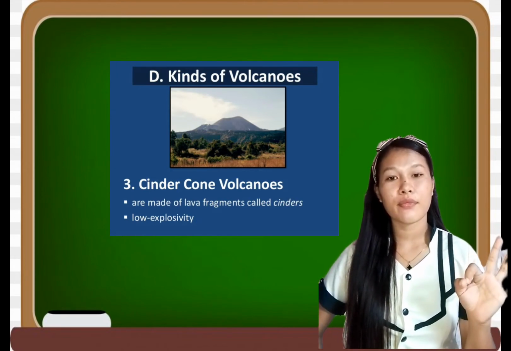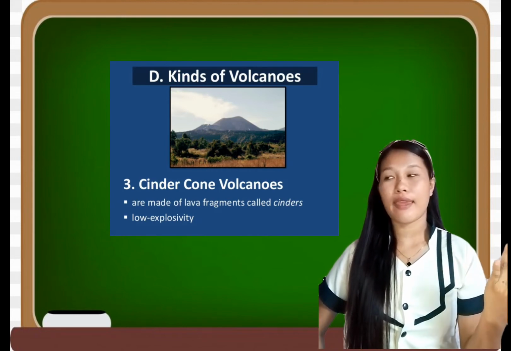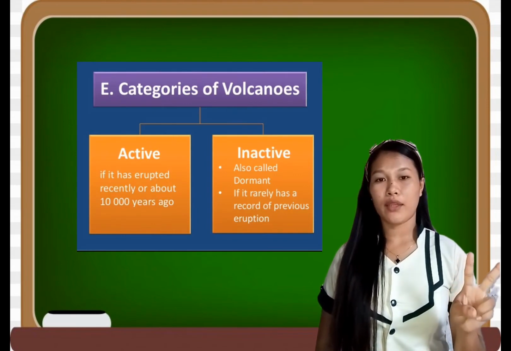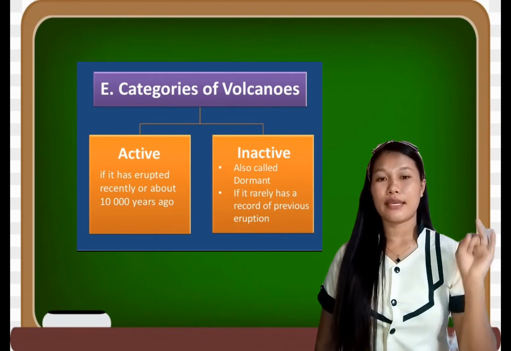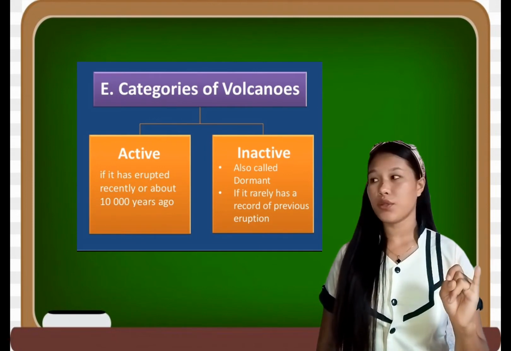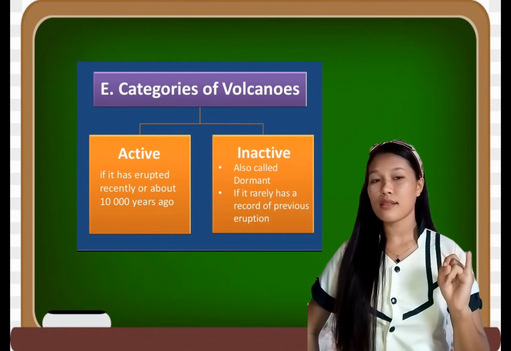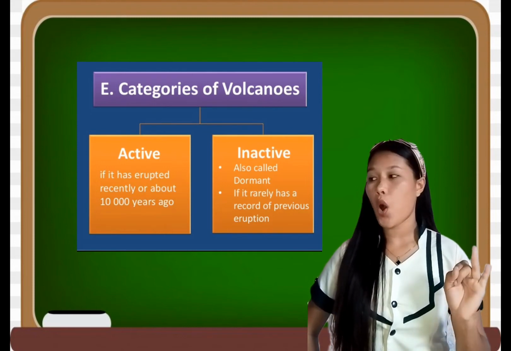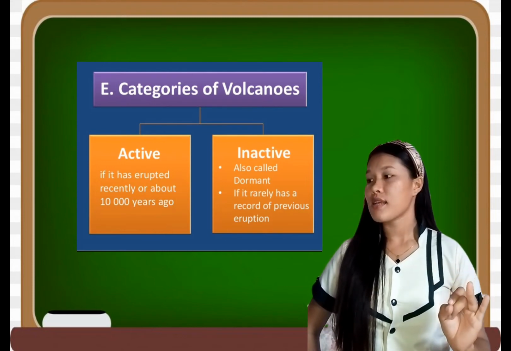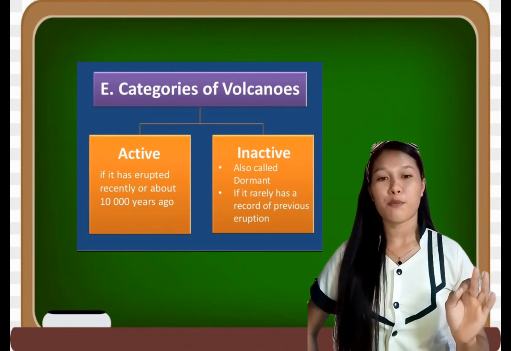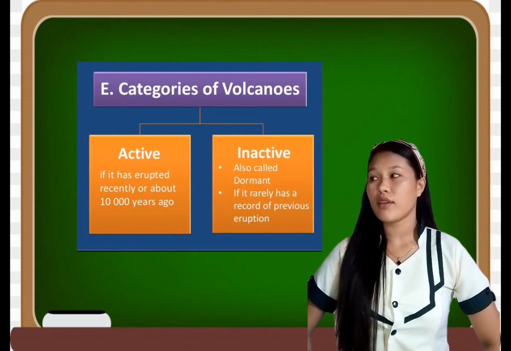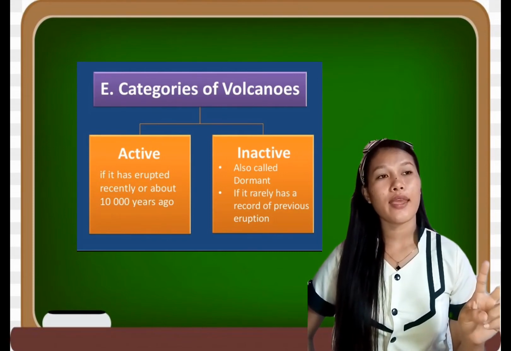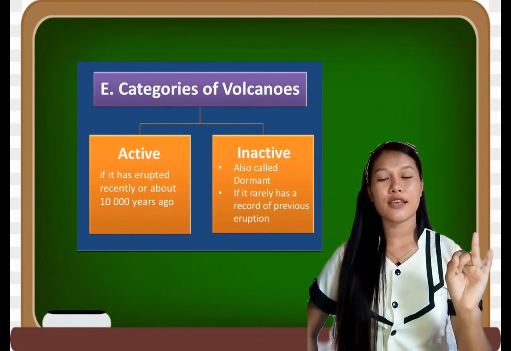Again, composite, shield, and cinder cone. There are two categories of volcanoes: the active and inactive. Active volcanoes, if it has erupted recently or about 10,000 years ago, while inactive, also known as dormant, is if it has a record of previous eruption. So what are the two categories of volcanoes? Okay, active and inactive. Very good.